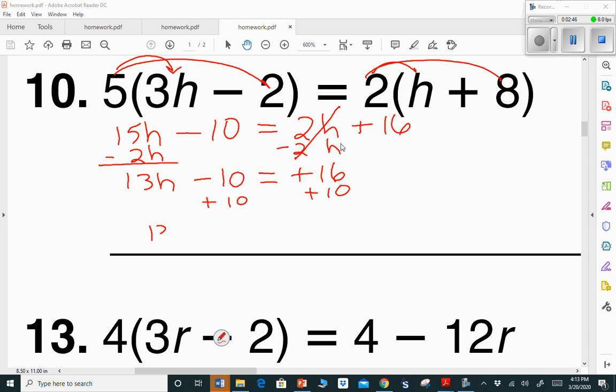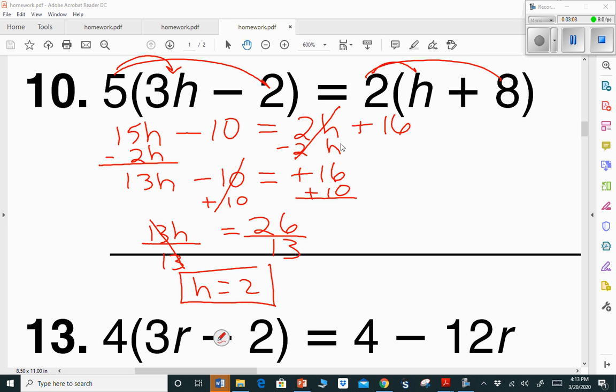bring down the 13h, minus 10 plus 10 goes away. Bring down the equal sign and do 16 plus 10, which is 26. That'll make our work nice and easy here. Divide both sides by 13. And h equals 2.